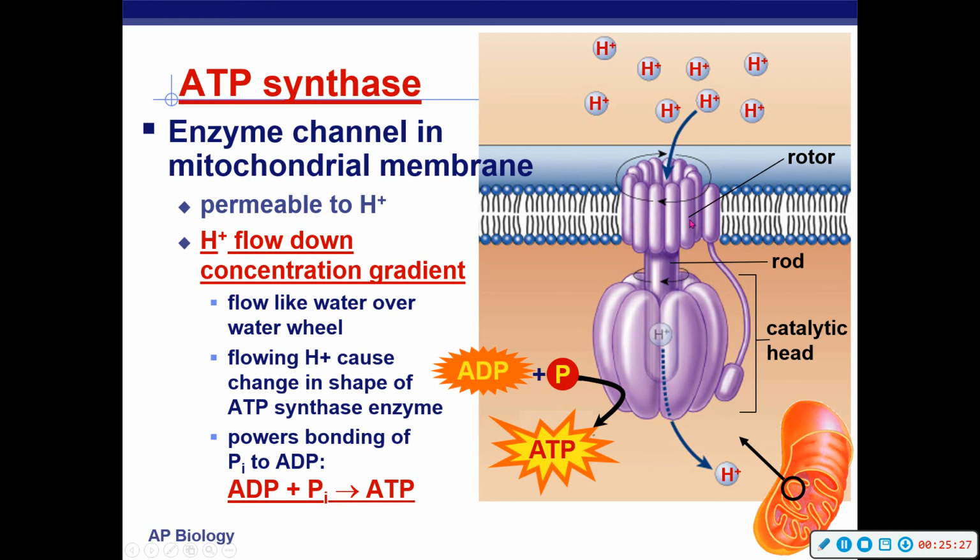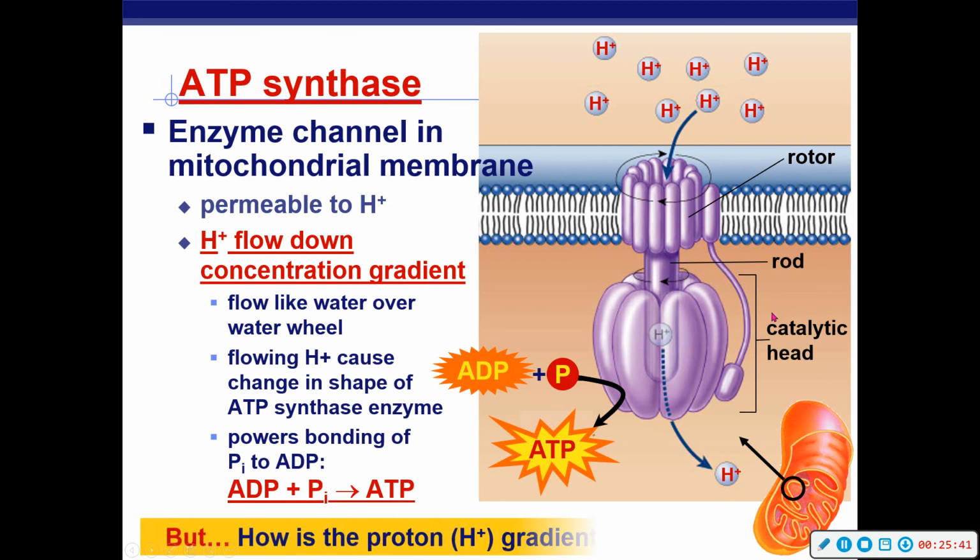So the idea here is that we have to gather hydrogens in this spot and then make those hydrogens flow down. It's easy because it has an affinity for hydrogen. It's very permeable to hydrogen. So now the question is, how is this hydrogen gradient formed? Where do we get these hydrogens from to make this precious ATP? Well, the answer is cell respiration.